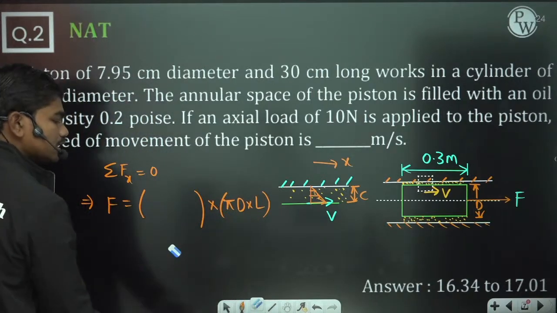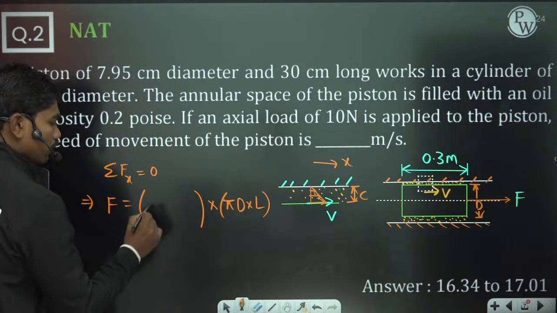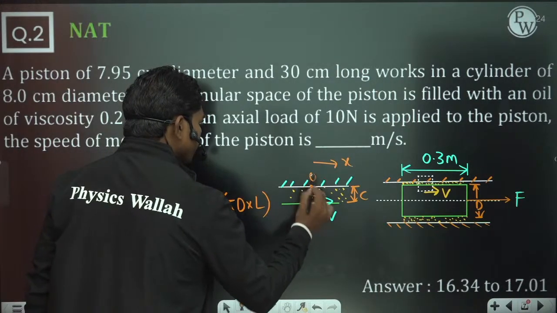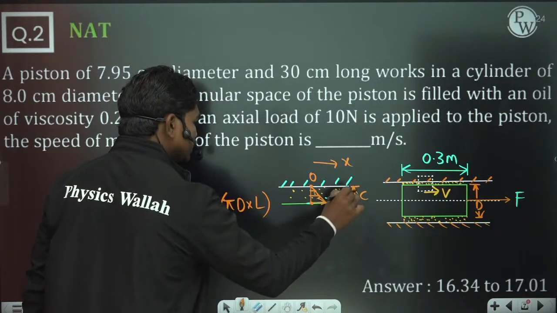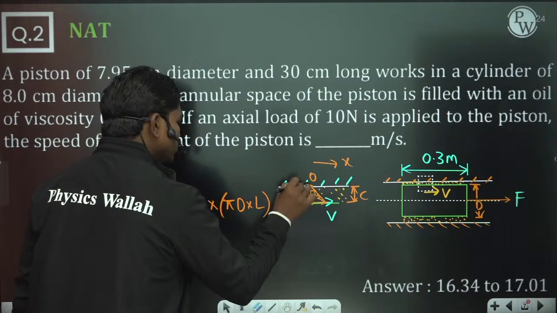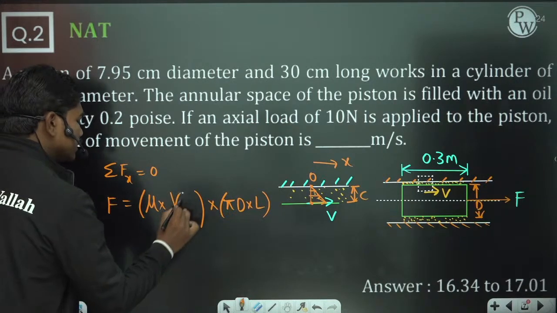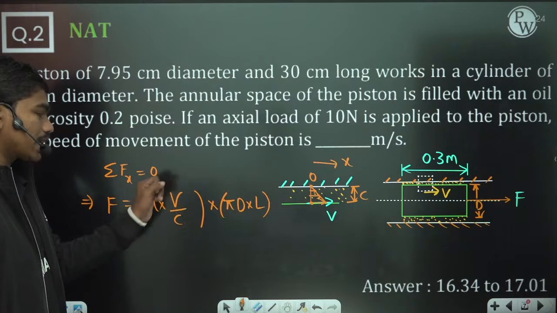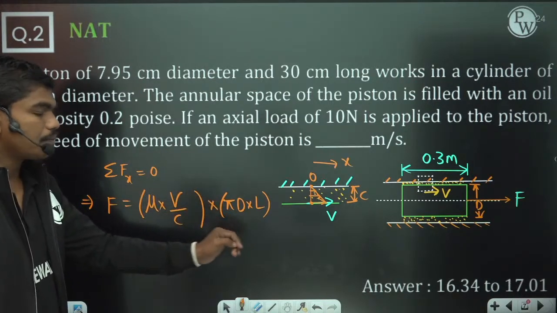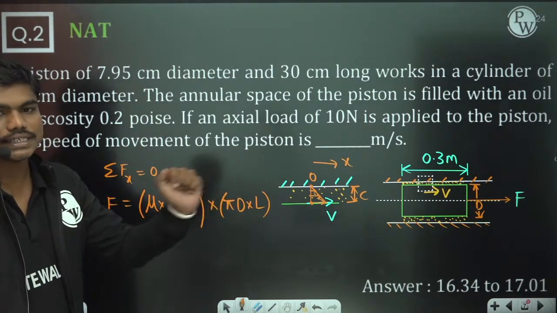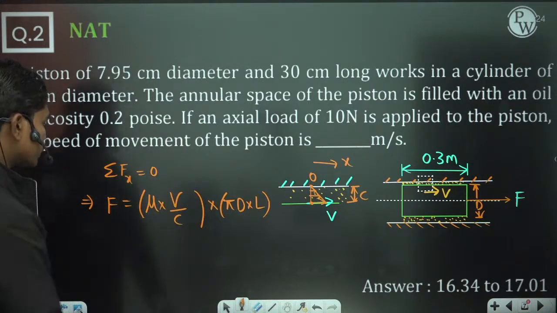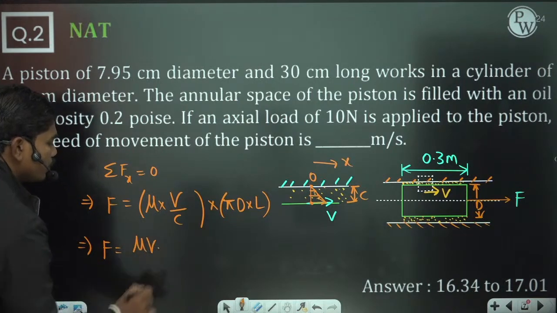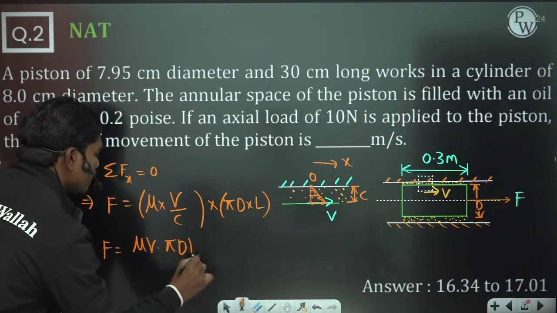Tau can be written from Newton's law of viscosity, mu into du by dy. Here the velocity is zero, and here the velocity is the piston velocity V, and this is happening in a space of C. If you assume a linear profile for a very small gap, you have V by C. So mu into V by C is the shear stress acting at any location, and pi D into L is the total surface area in touch with the piston. If you simplify this expression, F is equal to mu V into pi D L by clearance.